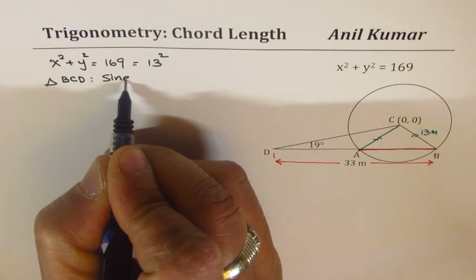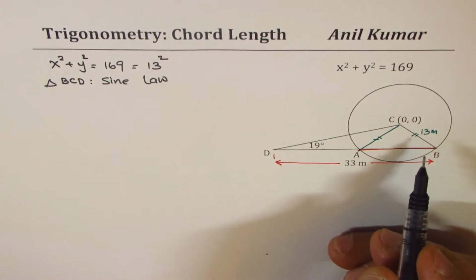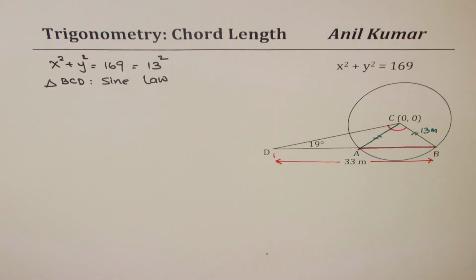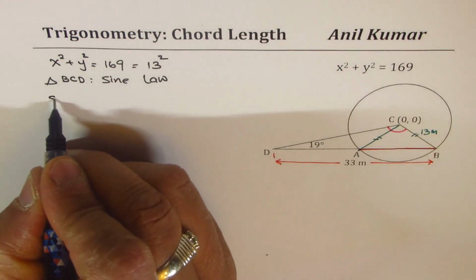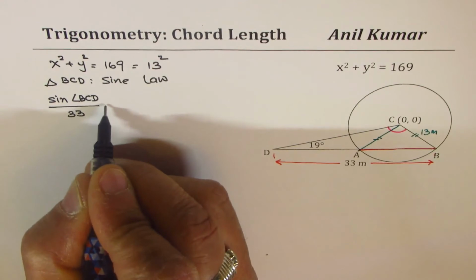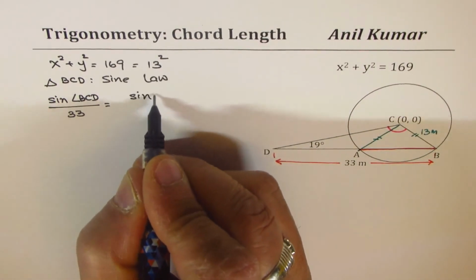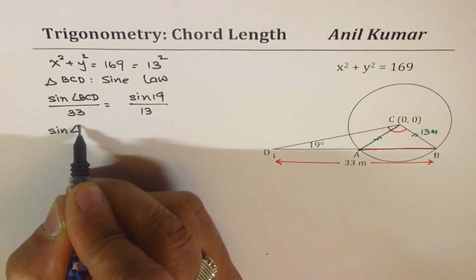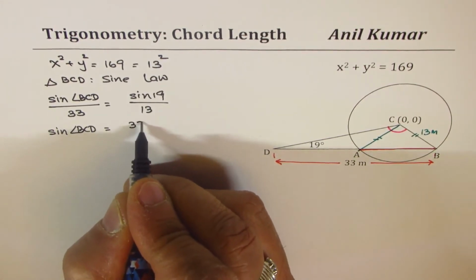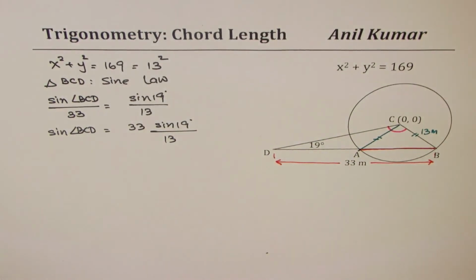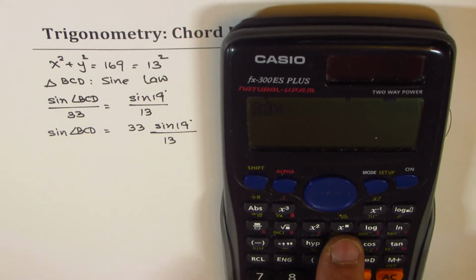We can apply sine law here, just as we did earlier, right? Now we need to find, because we know the length, we can find this big angle, which is angle BCD. So we can write sine of angle BCD over 33 is equal to sine of angle 19 over 13. That means sine of angle BCD is equal to 33 times sine of 19 degrees divided by 13. So we get 33 times sine of 19 divided by 13.